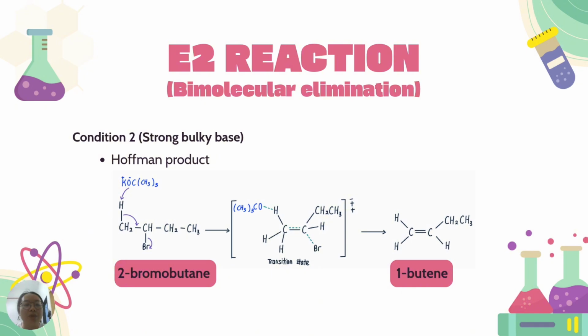The second condition is with potassium tert-butoxide in tert-butanol. Potassium tert-butoxide is a bulky strong base which abstracts the less substituted beta hydrogen, causing the formation of a carbon-carbon double bond and the breaking of the carbon-bromine bond. The leaving group is the bromide ion, which leads to the formation of the Hofmann product, 1-butene.